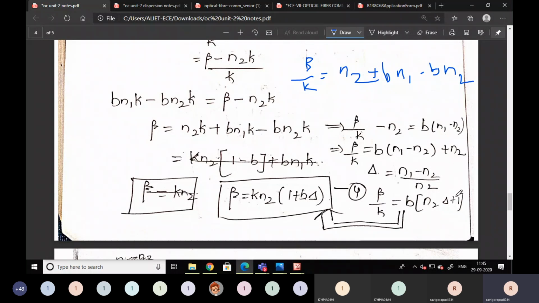Beta delta n2, we get beta by k. So delta n2 I am taking common. So k into this one we will get finally. This is the final equation: beta is equal to kn2 into 1 plus b delta.